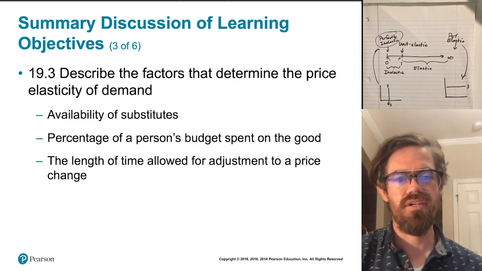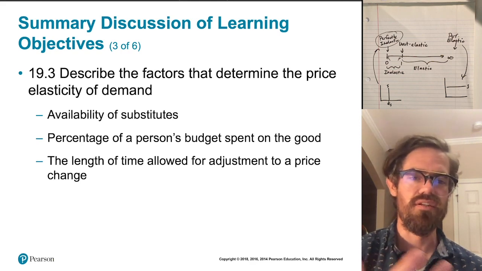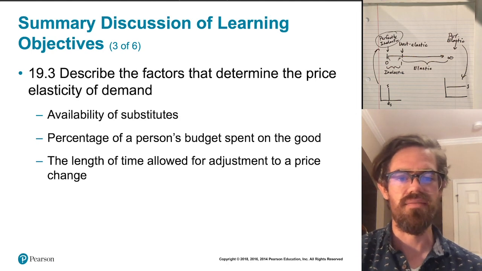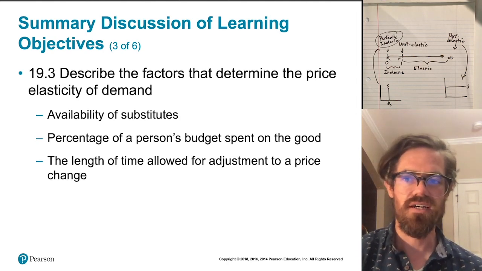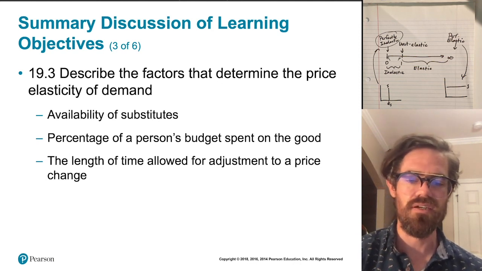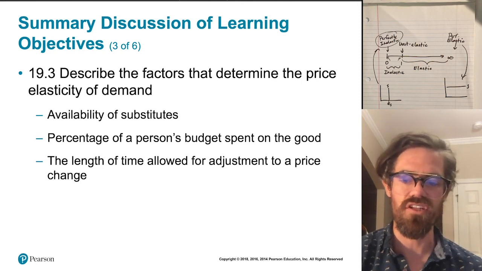Then in section 3, we talked about the determinants of price elasticity of demand, which included the availability of substitutes. It included the percentage of a person's budget spent on the good, and it also includes the amount of time allowed for adjustment to a price change. And I also mentioned, in addition to that, it also includes whether or not a good is more of a necessity or more of a luxury.